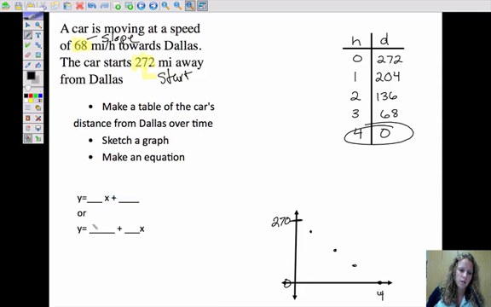So again, we started at 272. Oops, this was supposed to be a 2. And we subtracted 68 miles per hour. So our slope would be a negative 68, and our starting point was 272.